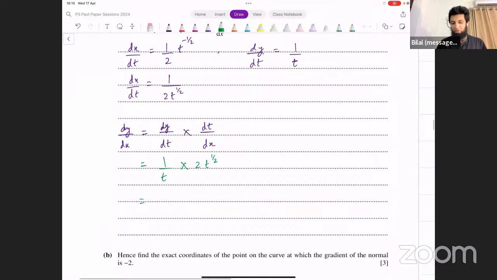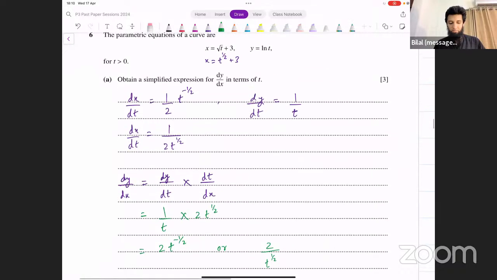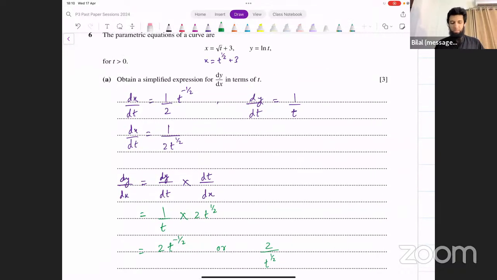And that gives us 2t raised to power 1 over 2 minus 1, which is minus 1 over 2. You could leave it like this, and that's perfectly okay. Or if you wanted, you could write it like this, 2 over t raised to power 1 over 2 or under root t, however you want to write that. Okay, that's dy over dx. Make sense? That's the first part.